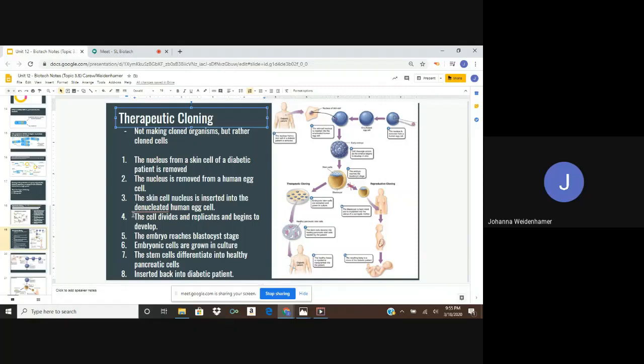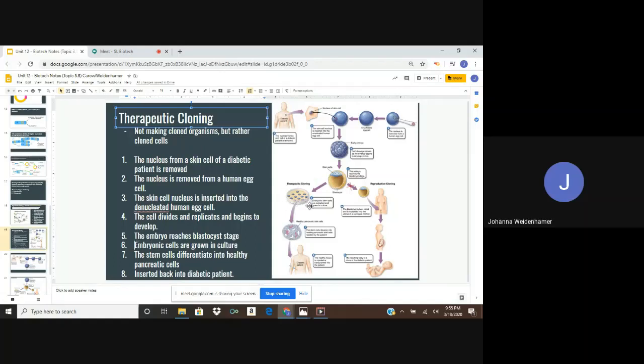So we have it here, the nucleus is in the egg. It is now going to divide and develop and grow and become a group of cells. Okay. Looking at step number 5, the embryo reaches blastocyst stage. So now we have a group of cells all together that stemmed from this original cell that has the nucleus from the patient.